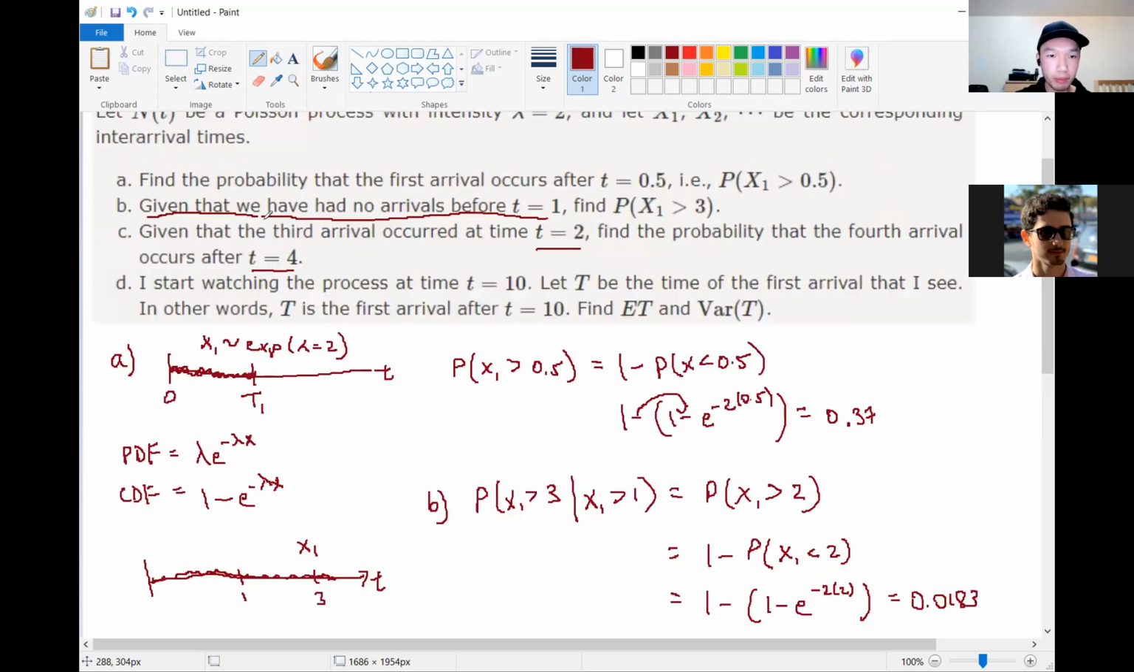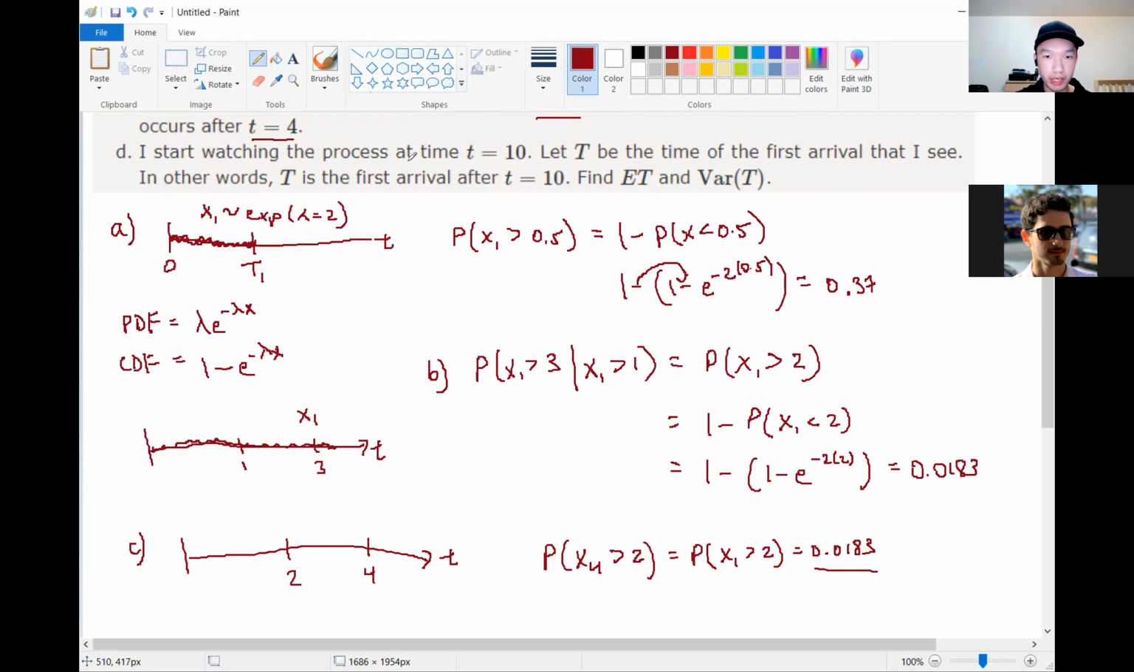Okay. And then part D says, I start watching the process at time t equals 10, and let T be the time of the first arrival that I see. In other words, T is the first arrival after t equals 10. So find the expected value of T and the variance of T.